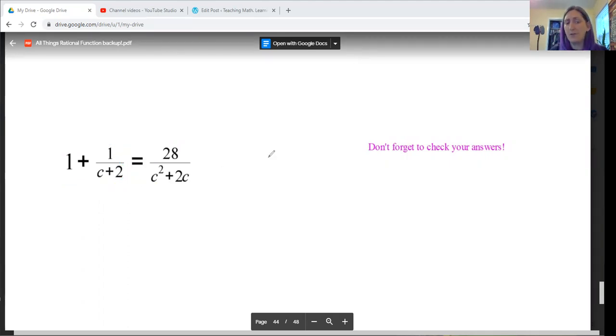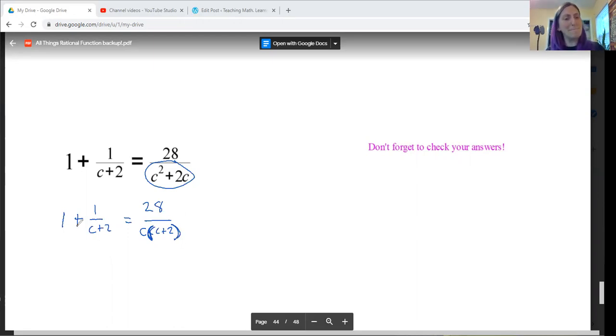The other thing we could do is, anytime I see something like this, I think, well, what if I factor that? Is that going to give me anything? Can't hurt, right? Let's just try it. C squared plus 2c, that turns this expression into 1 plus 1 over c plus 2 equals 28 over, if we factor out a c, then we've got c times c plus 2. Oh, now my c's look like my parentheses. Okay, we got two c plus 2's going on.